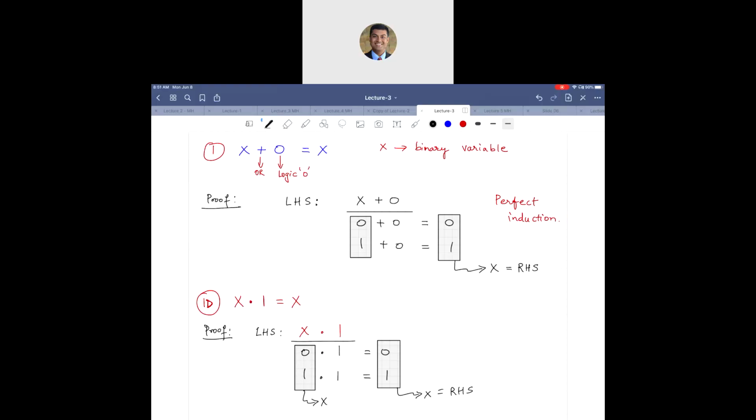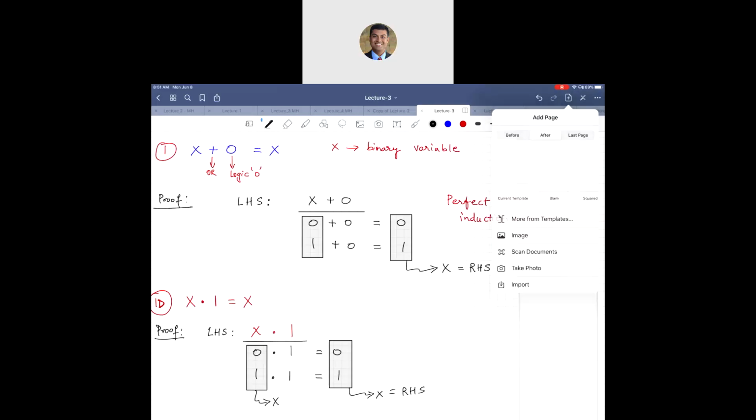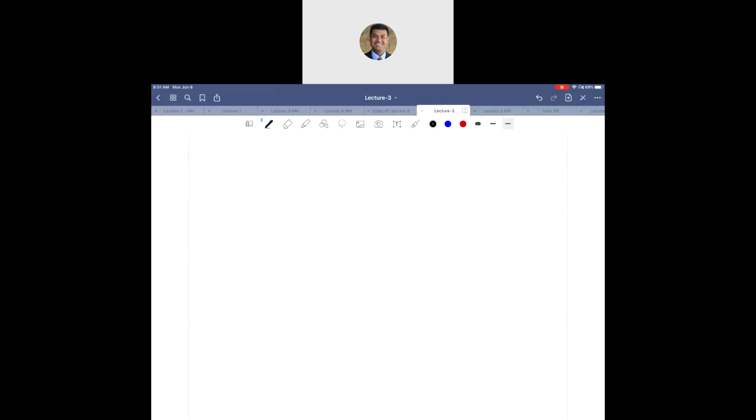All right. I hope these two quick proofs are okay. Let us move forward. Add one more slide here. Let's see. Property 2 is X or 1 is 1.